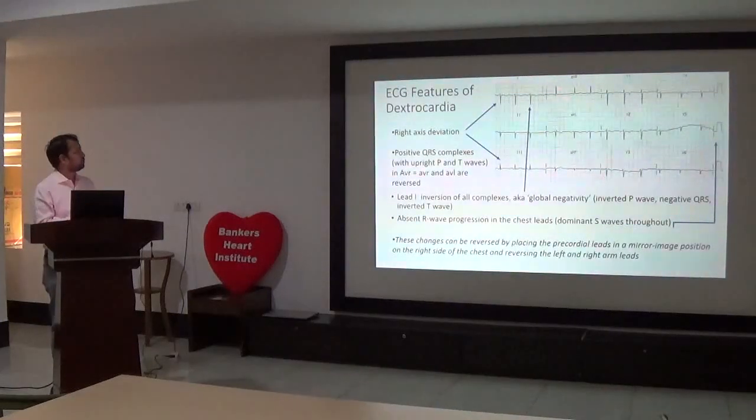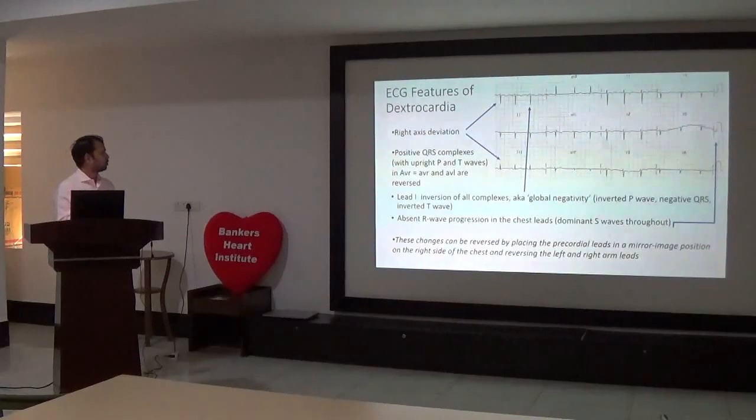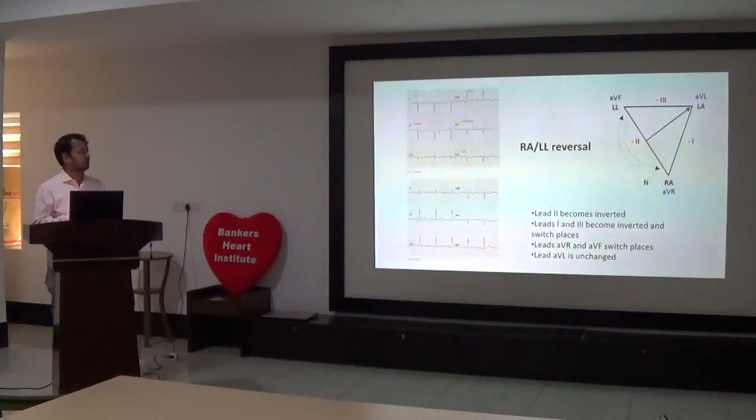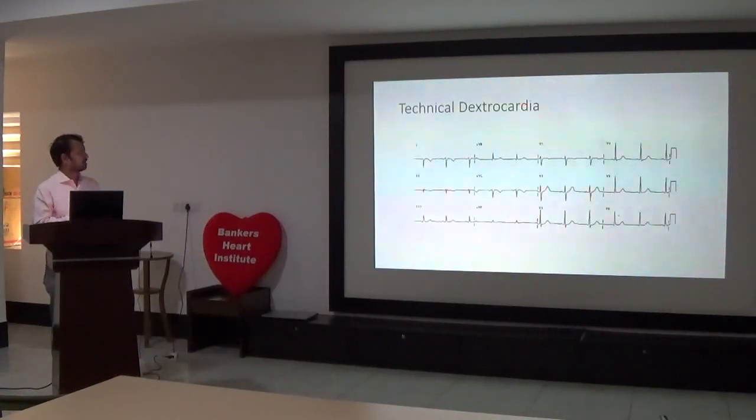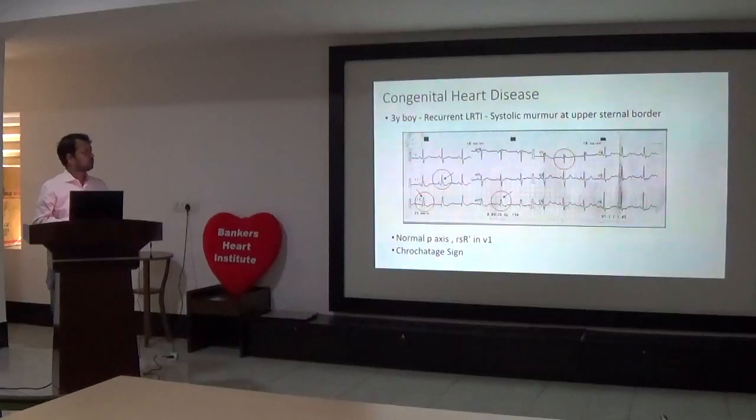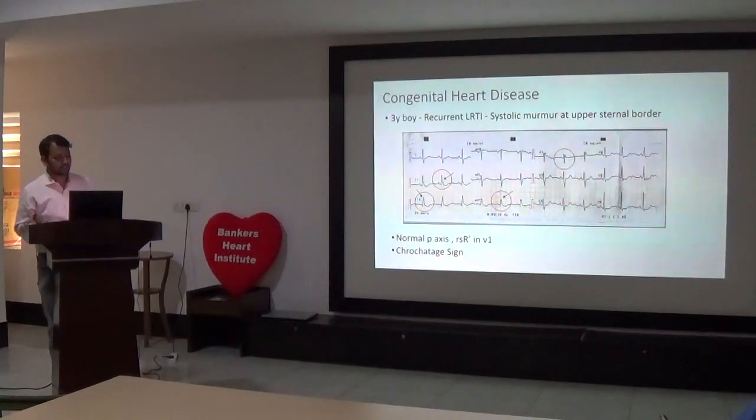So, what are the ECG features of dextrocardia? There is a right axis deviation. There are positive QRS complexes with upright T waves in lead aVR, and lead aVR and aVL are reversed. Lead 1 and the opposite lead become inverted. So it is termed technical dextrocardia due to wrong lead placement, and it has to be ruled out with the pathological conditions. So coming to the next case of congenital heart disease.